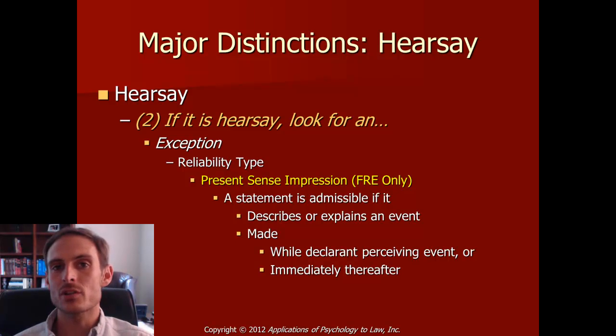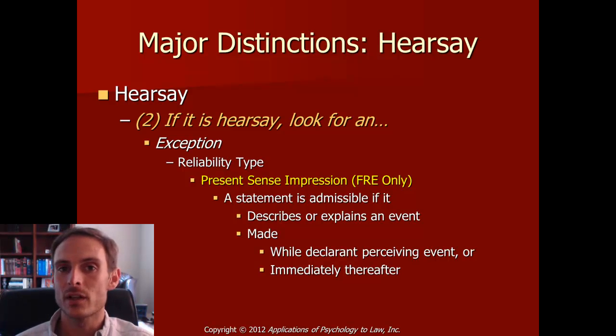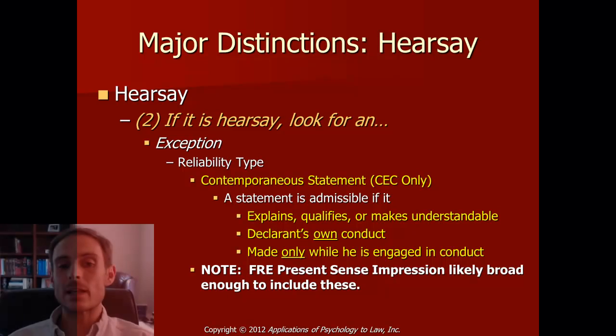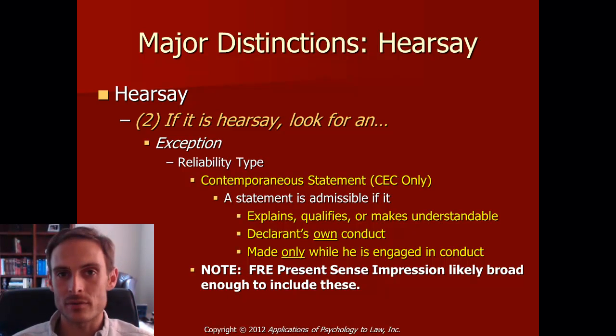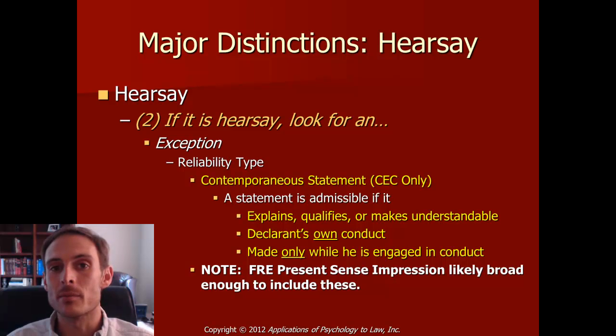Now, a present sense impression is only recognized under the federal rules of evidence. The California Evidence Code does not have an exception called present sense impression. They have what's called a contemporaneous statement that we'll look at in just a second, but you'll see how much more limited it is. Now, the contemporaneous statement exception, this is the exception I was just talking about, is found only in the California Evidence Code. The Federal Rules of Evidence doesn't have anything called the contemporaneous statement exception, but its present sense impression is probably broad enough to encompass the scenarios that the contemporaneous statement applies to.